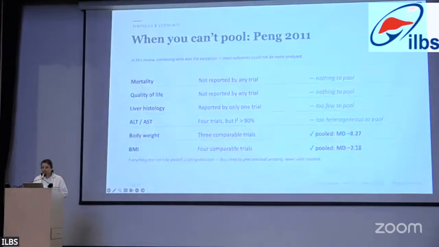So if we see the Peng study, the Cochrane study, only these 2 outcomes had a pooled estimate which was homogeneous. So they did meta-analysis, or the forest plots, for these 2 outcomes only, which we'll see down the line.